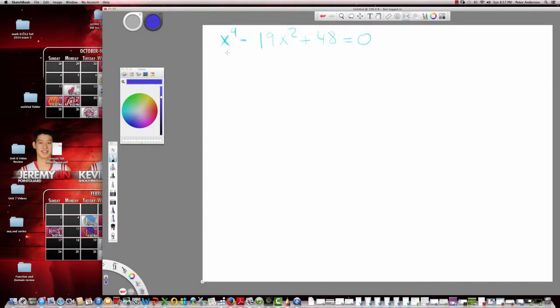All right, let's take a look at this. x to the fourth minus 19x squared plus 48 equals 0. If you're having issues with this question, it's because of the 4 and the 2.